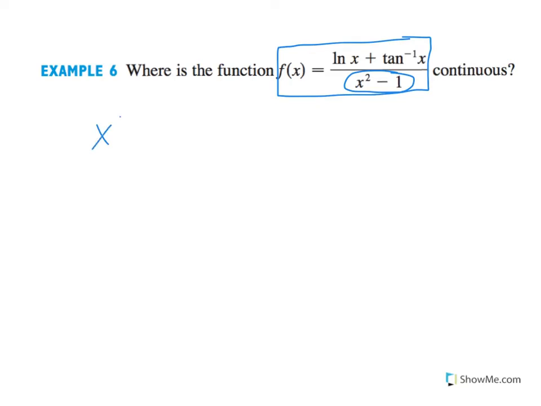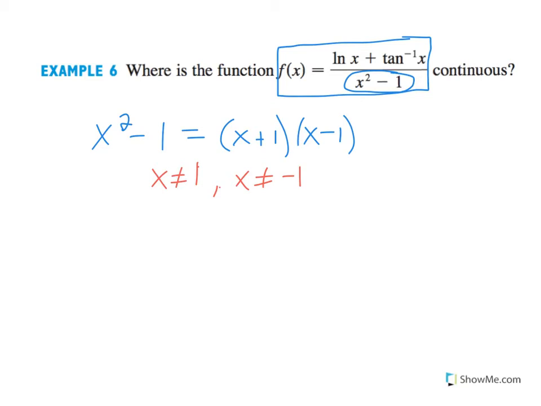If you look at the denominator, that's a difference of squares. If you factor that, that becomes x plus 1, x minus 1. And if it's in the denominator, we can't divide by 0. So we know right away that x cannot equal 1 and x cannot equal negative 1. So let's keep that in the back of our mind.